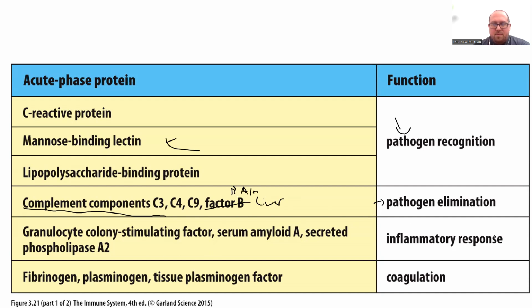And then you have the expression of other important proteins such as GCSF, amyloid A, and phospholipases. These are all really important for activating the immune response and also activation of procoagulation cascades to help get the body ready just in case the infection travels to the bloodstream and causes bleeding or damage to the blood itself. There's a way to coagulate the blood in a very rapid manner.